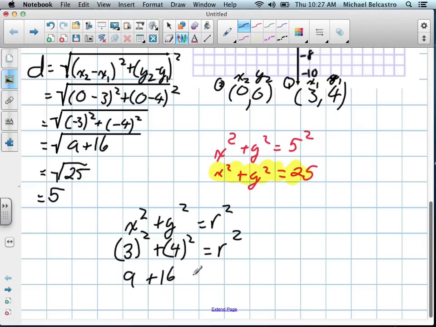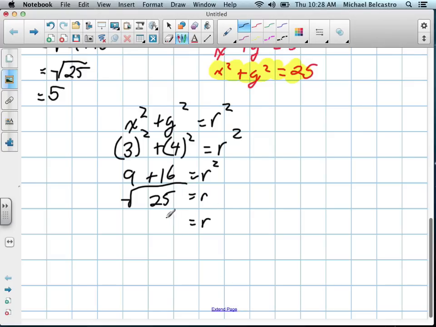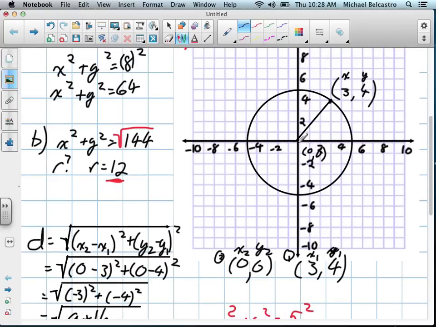Are you guys seeing any similarities? It's pretty much our distance formula. When I bring my squared over, I got to find the square root of 9 plus 16, which is 25. So our radius is equal to 5. Now, this is again when our circle has the center in the middle. This works. Okay, if it's not, but we're not dealing with it when it's not there.